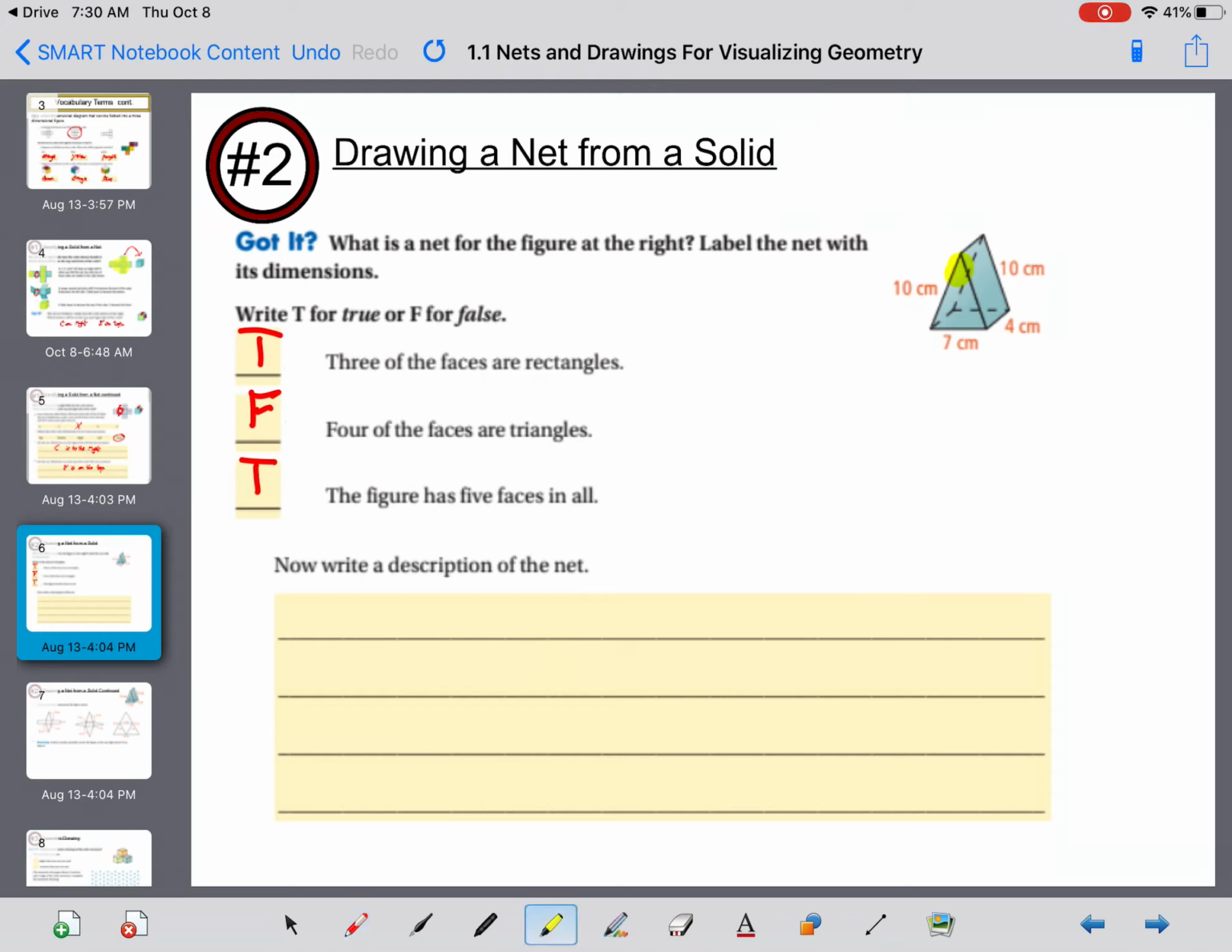That is true. First face is the rectangle. Second face is the rectangle. Third face is the rectangle. And then we just said the fourth and fifth are the 2 triangles on the sides.